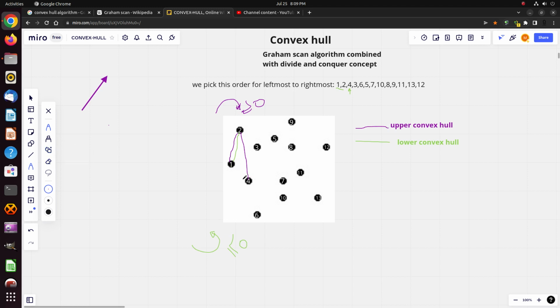Can we add point 4 to the lower hull? The answer is no, because the cross product is positive. So we have to delete 2 and add 4 instead.